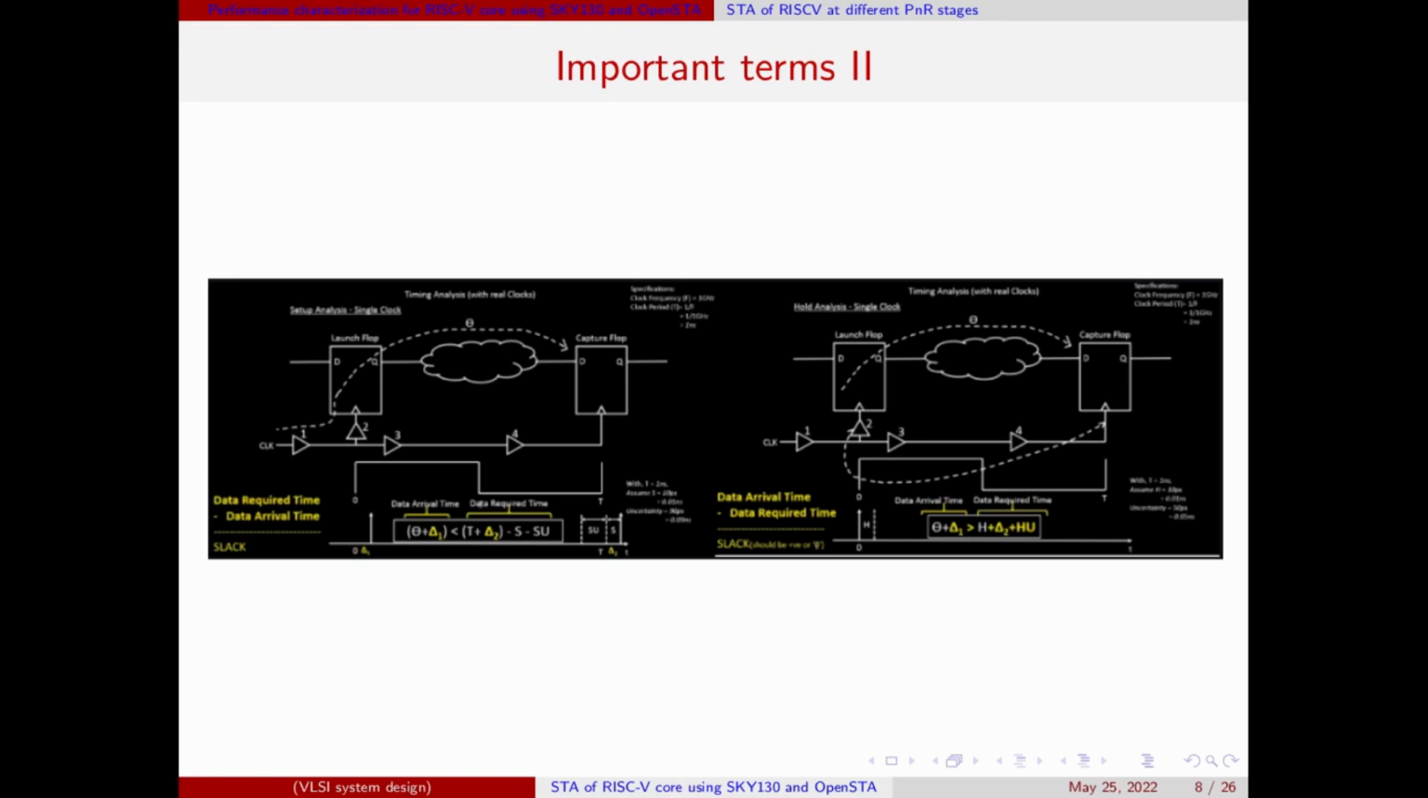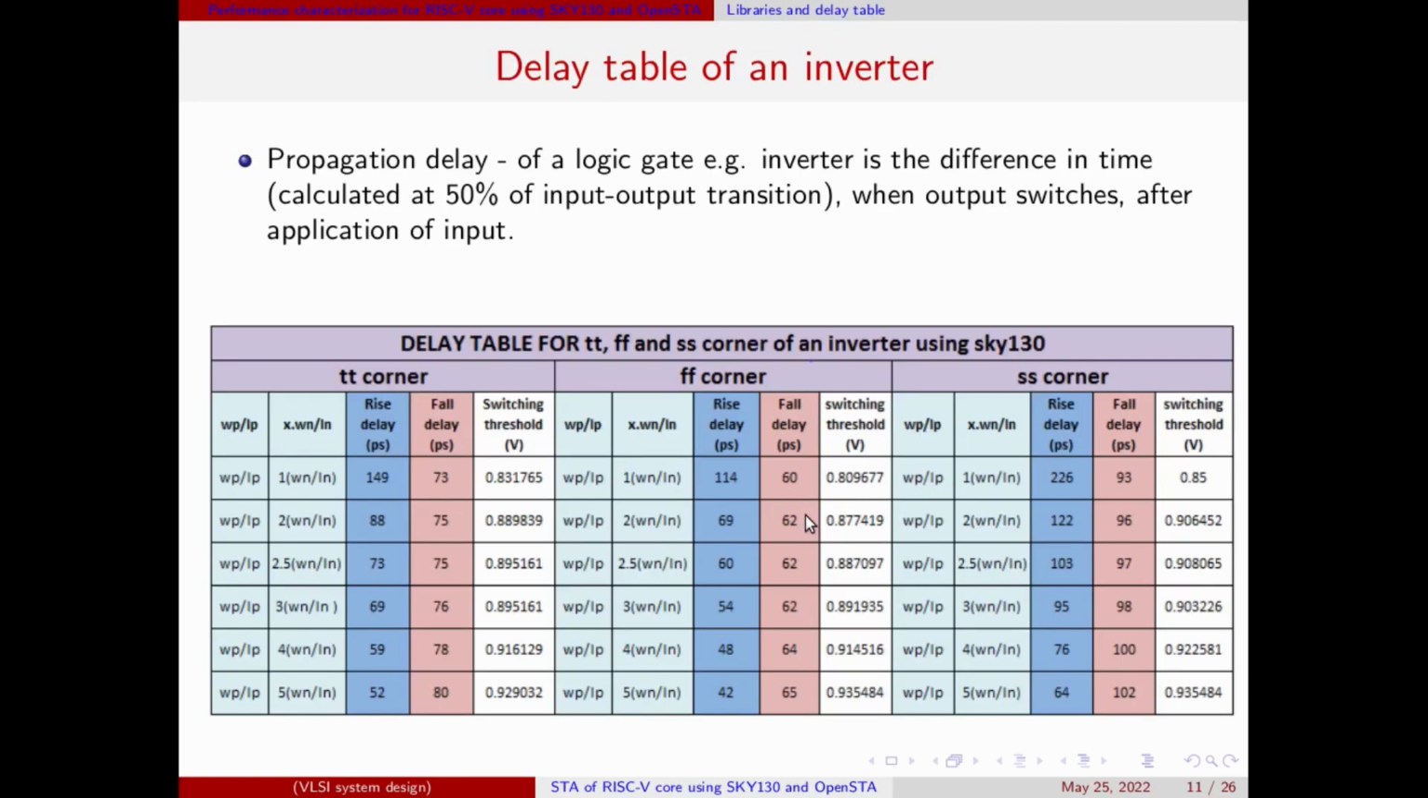In case of hold analysis, the violation occurs when the data required time is greater than the data arrival time. And in case of setup analysis, the violation occurs when the data arrival time is more than the data required time. I had talked about the setup and hold slack, which are the timing checks done during STA, and the constraints, which are the design specifications, and I had also mentioned the libraries used for the delay calculation.